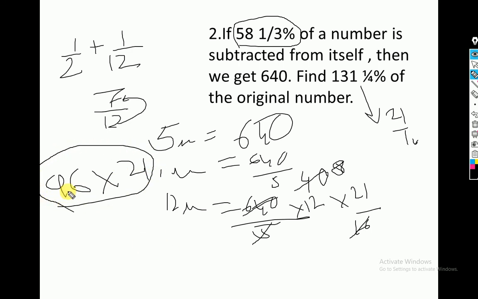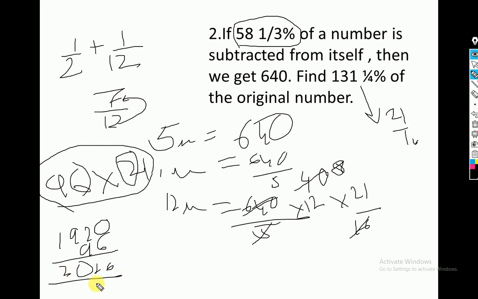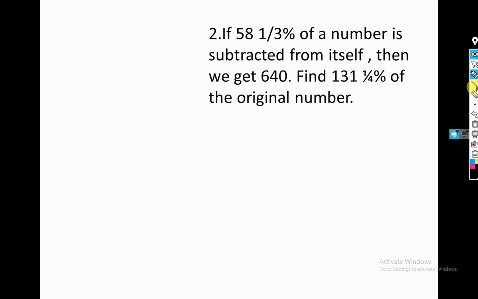So you can do this already, right? 96 into 2 is 192, and an extra 0 for the 10th place, because 2 is in the 10th place, and then 96 into 1 is 96. So the value of 131 1/4% of the original number is 2016. So our second question of the day is over. Let's move on to a third one.